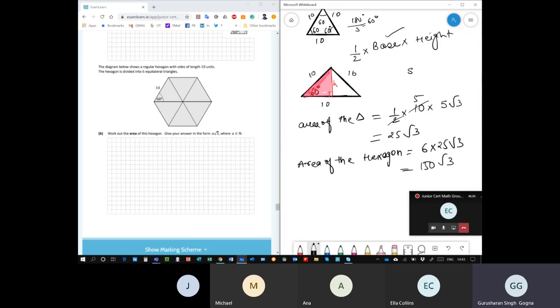So that is the answer, and you can see that they said in the question, give your answer in the form a root 3. So that's basically your a, and they said a belongs to N, which is just to verify that this should be a natural number. By chance, if you do not get a natural number here, it means something is wrong in your calculation. Sometimes this kind of information is very important to know.